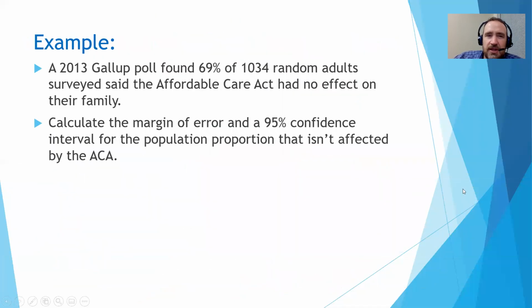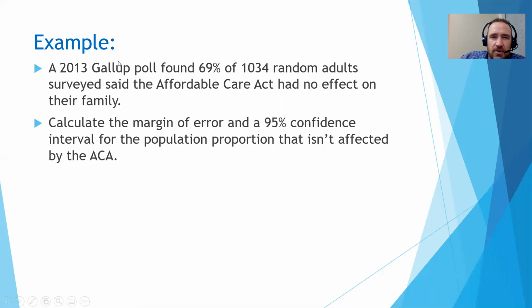Let's try it out. Here's an example. A 2013 Gallup poll found 69% of 1,034 random adults surveyed said that the Affordable Care Act had no effect on their family. So they polled a little over 1,000 adults, said, hey, the Affordable Care Act, which was fairly new in 2013, has it had some effect on your family? Close to 70% of them said, nope, no effect on us.